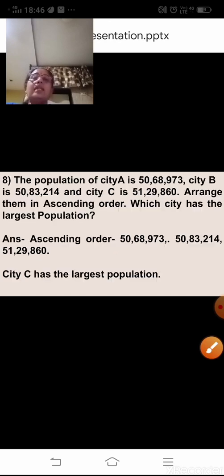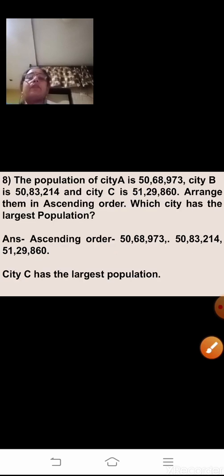Now coming to the last sum, read this sum carefully. The population of city A is 50,68,973. City B is 50,83,214, and city C is 51,29,860. Now 3 numbers are given here. You have to arrange these numbers in ascending order. Now ascending order means from small number to big number.